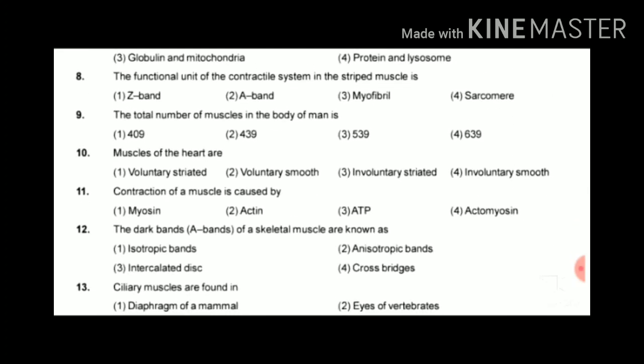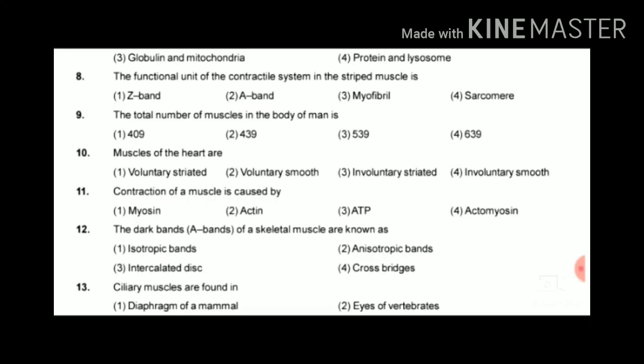Next, question number 8. The functional unit of contractile system in the striated muscle is number 1, Z band, number 2, A band, number 3, myofibril, number 4, sarcomere. We already discussed this. The functional unit between the two Z lines is the sarcomere. So the answer is option number 4, sarcomere.